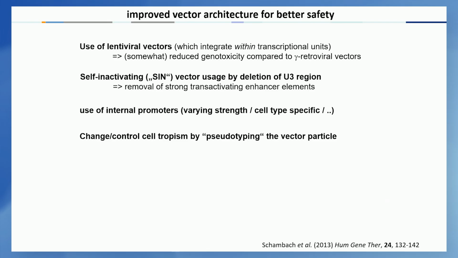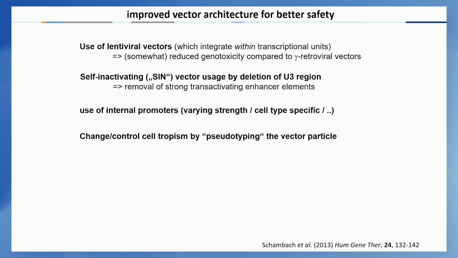What one can use is switch from gamma retroviral vectors to lentiviral vectors. What do we know? The lentiviral vectors have a tendency to integrate within transcriptional units, into the genes. It's somewhat, that's what we know in the meanwhile, a somewhat reduced genotoxicity compared to the gamma retroviral vectors, but nevertheless they integrate more or less randomly into the genome and can also perturb the expression of the gene where it integrates.